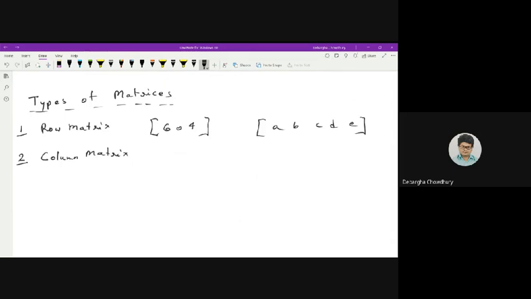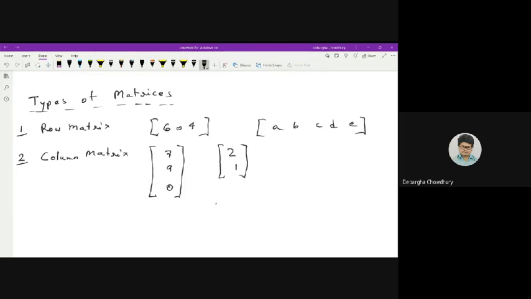So as the name suggests, just like the previous one, it should have only a single column. See, this matrix contains only one column, so hence it is a column matrix. Again, let's say 2, 1. This is also having a single column, so it is a column matrix.